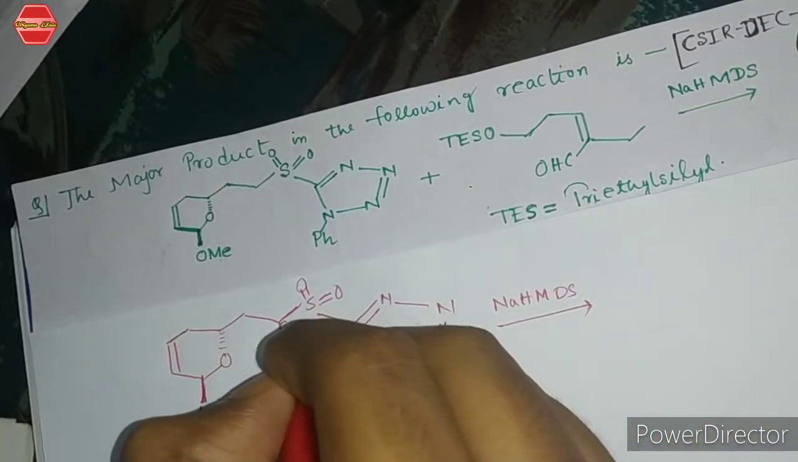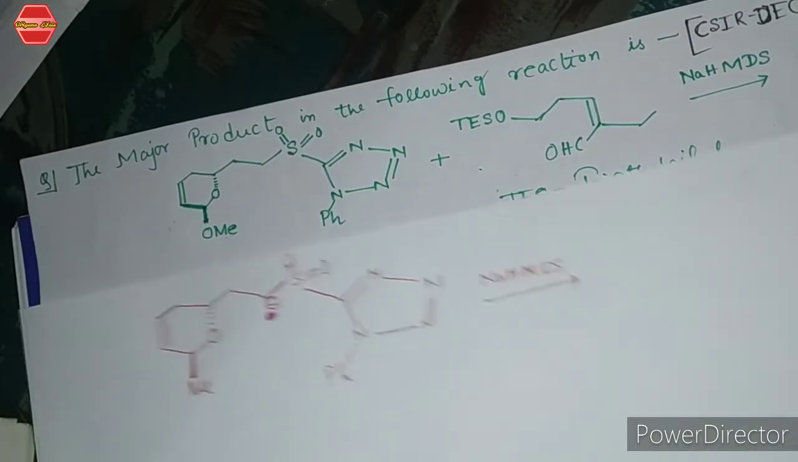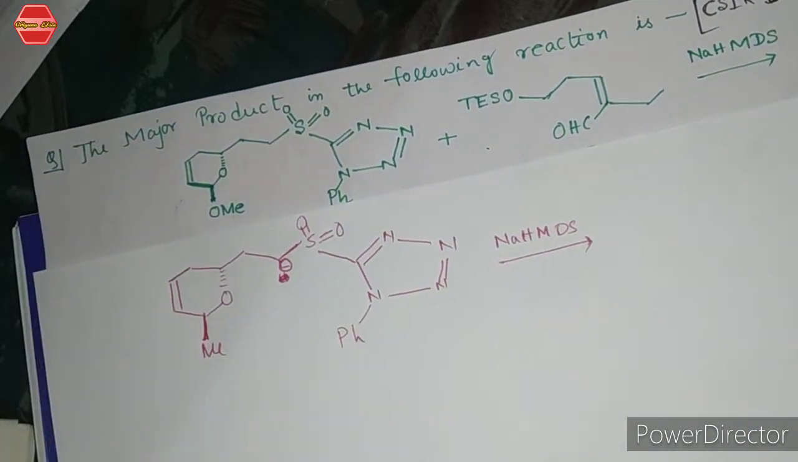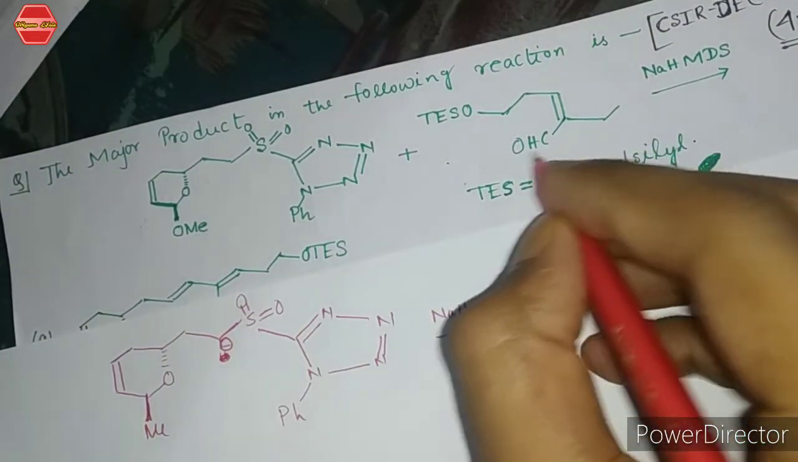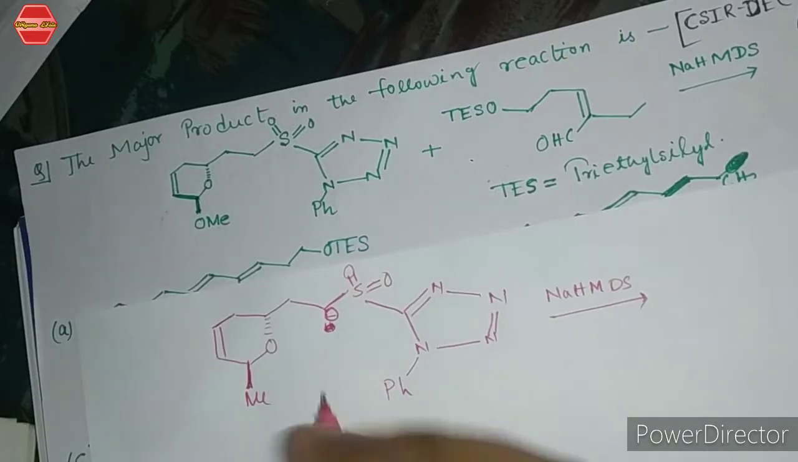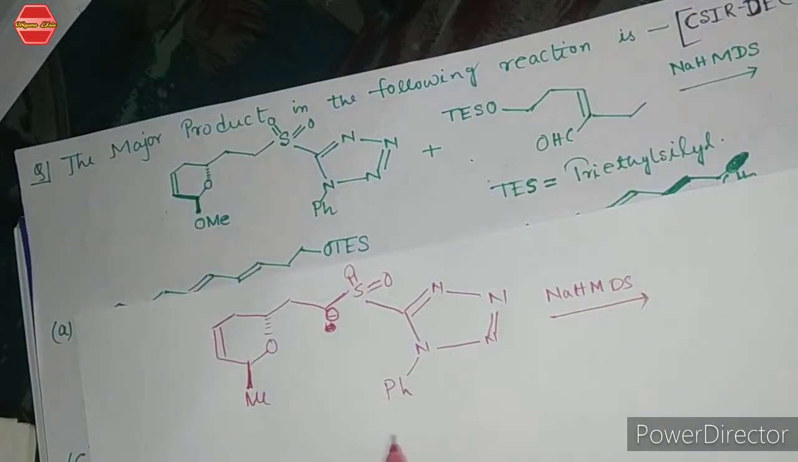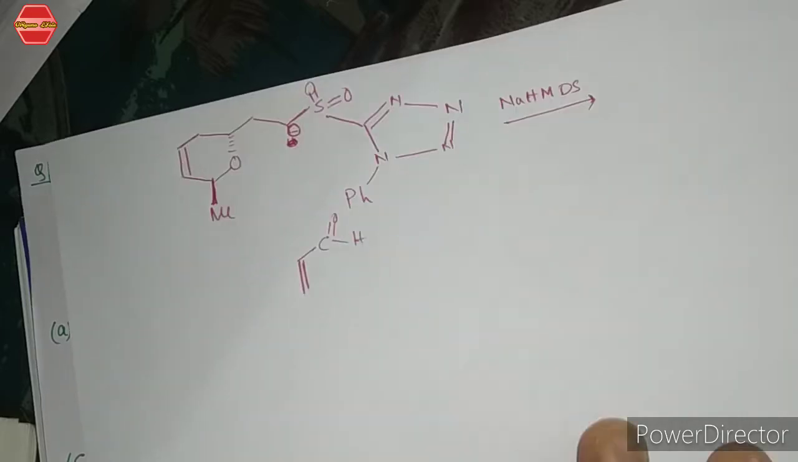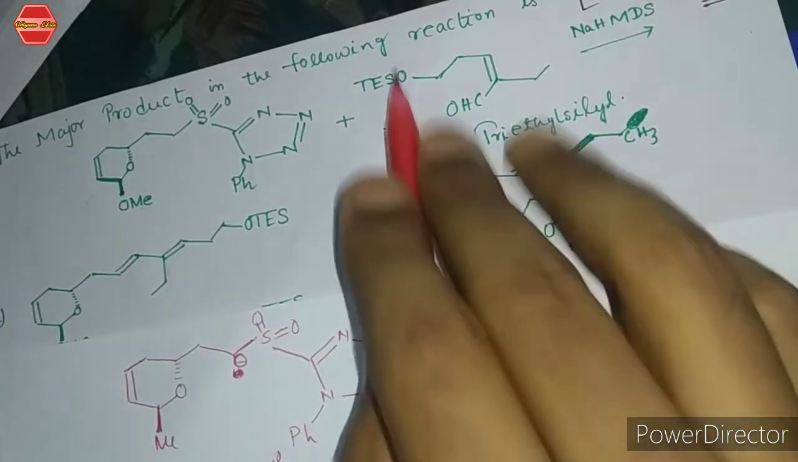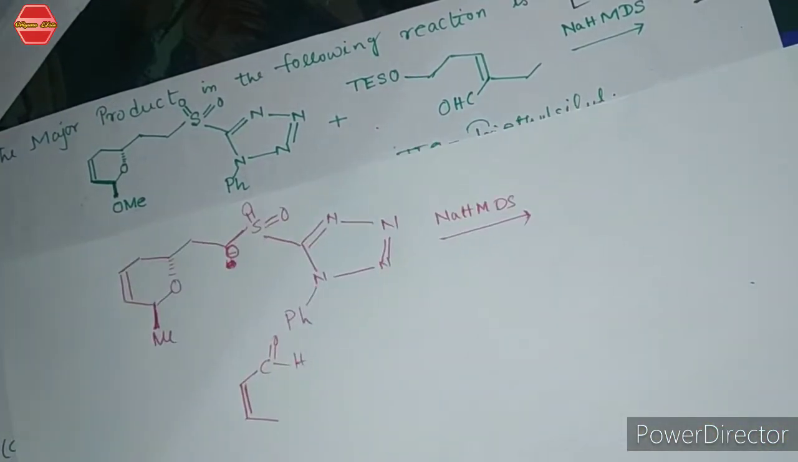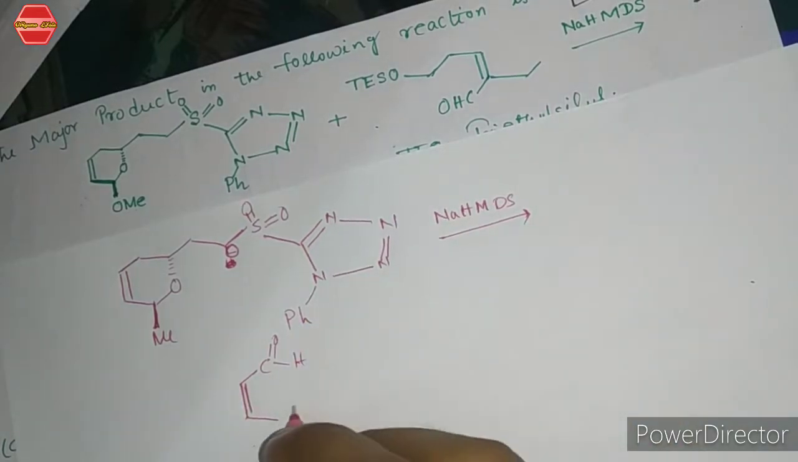I am writing this way: abstraction of the proton from this side, and after that this negative charge will attack this aldehyde. So I am writing it easily here for you. Okay, these two groups are on the same side, so you have to write these two groups on the same side.